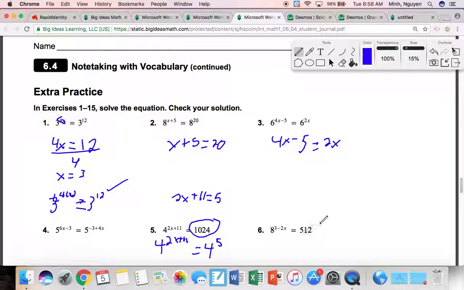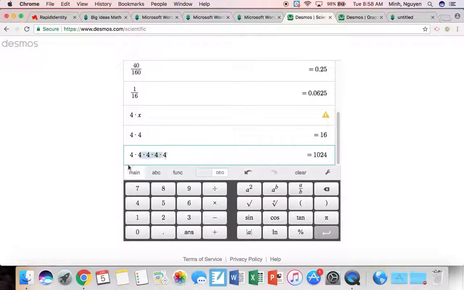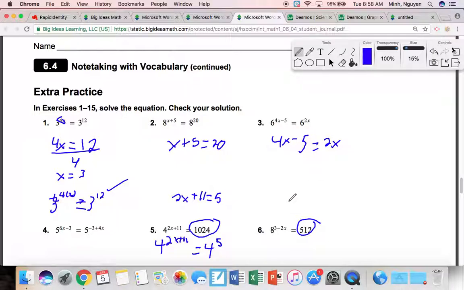I'm going to do the same thing here, except with 8. I'm going to see how many 8s I have to multiply to get 512. So 8 times 8, that doesn't work, times 8. 3 times. So I'll say equals 8 to the 3rd. Then I will say 3 minus 2x equals 3.